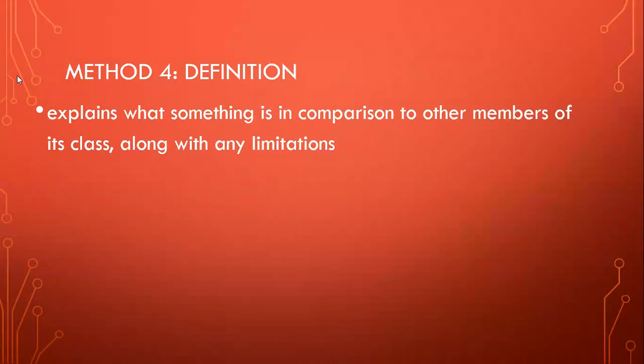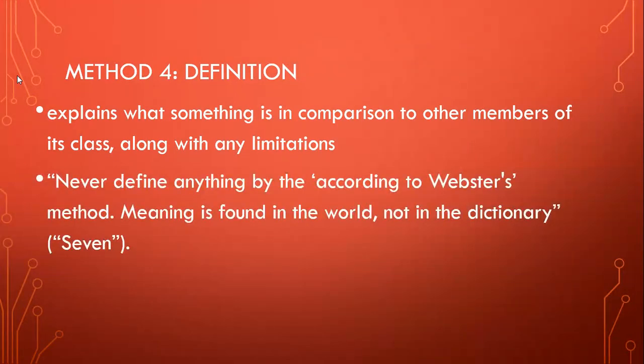That kind of sounds like compare and contrast. Never define anything by the "according to Webster's" method. Meaning is found in the world, not in the dictionary. So don't say a cat is defined by Webster's as. If you were trying to define what a cat is, you would describe other animals that are similar to a cat. You would compare it with animals that are different from a cat. And anytime you say according to the dictionary, it makes you sound really young and immature in your writing. And you don't want to sound immature in your writing. You want to sound like you know exactly what you're talking about.